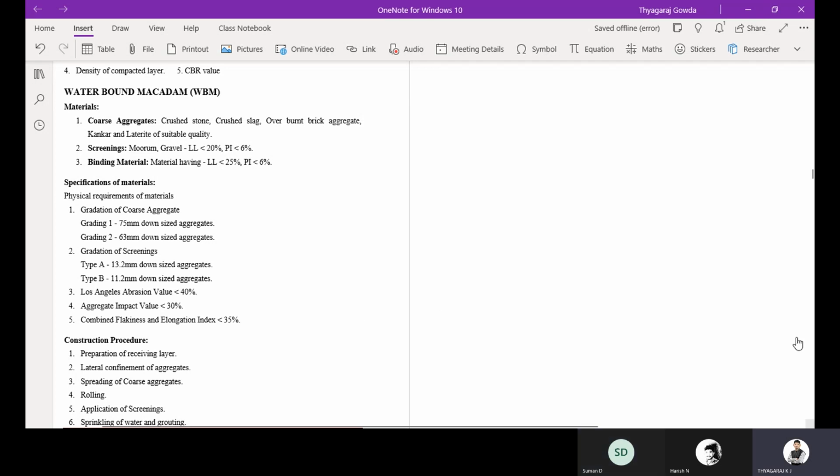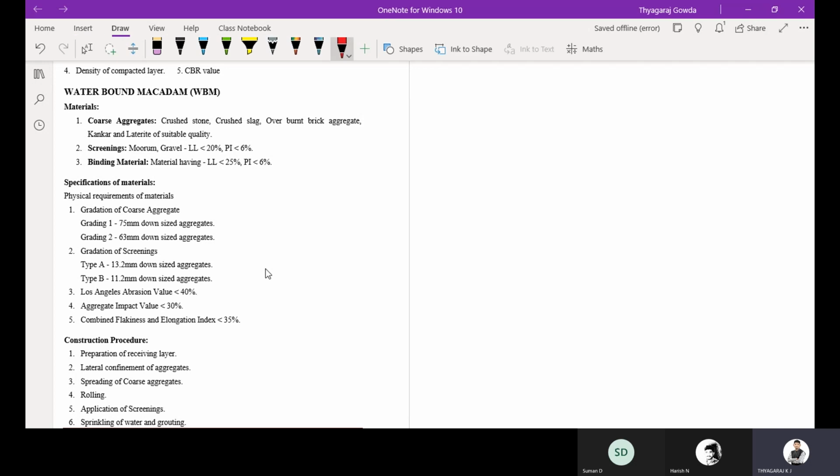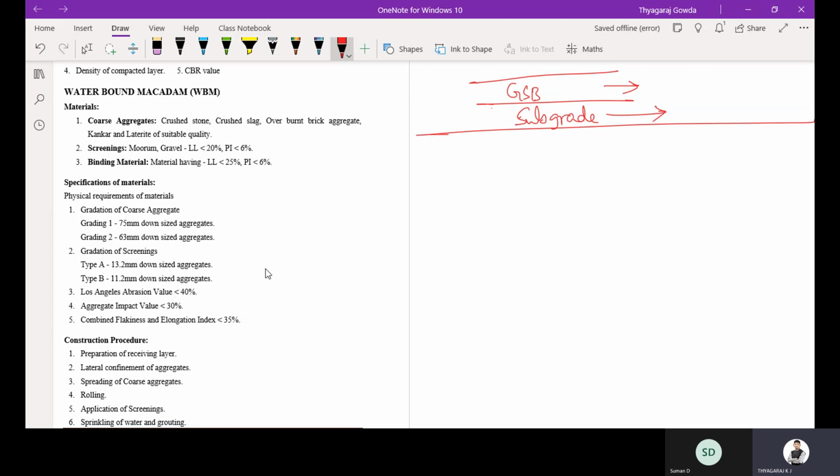So in the last class, we discussed the construction of the GSB layer. Today we will be seeing the construction of waterbound macadam. Since the flexible pavement consists of subgrade, we have already done the subgrade construction, then the GSB layer. Today we will be dealing with the construction of base course.